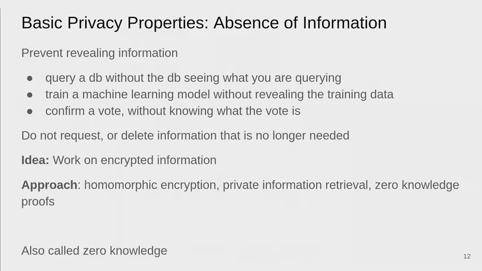One implementation could be to work on encrypted information instead. The tools could be homomorphic encryption, private information retrieval, or zero knowledge proofs, as different angles. That's one area of privacy that's being worked on when you actually have to store information, but the best approach is just to not store any information at all if you can.